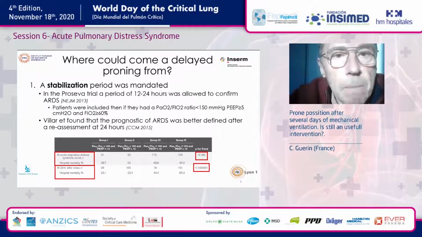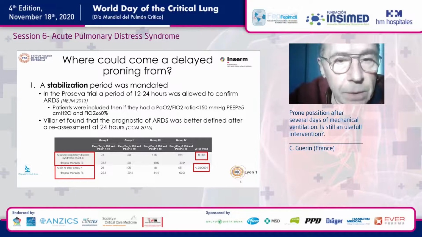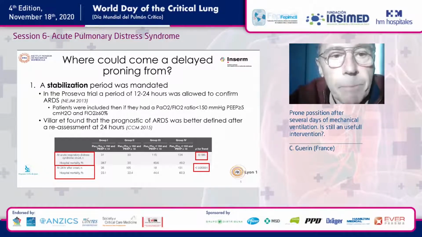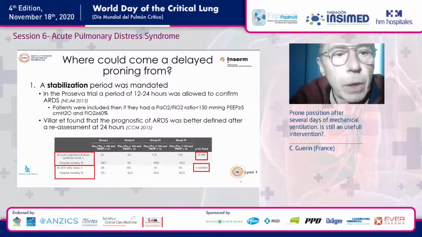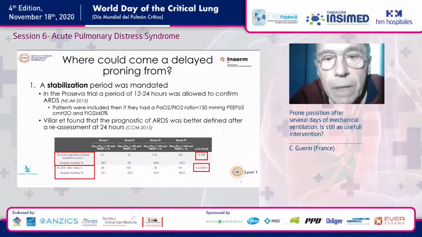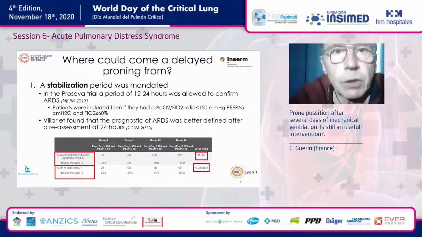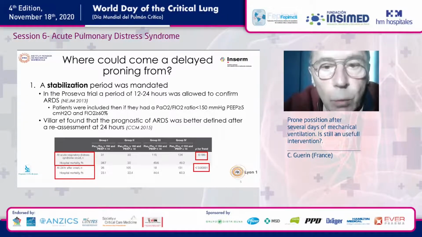So the first reason for delaying the prone positioning is that a stabilization period was actually mandated in the literature. For instance, in the trial we did, the PROSEVA trial published 7 years ago, the protocol mandated a period of 12 to 24 hours to allow the ARDS to be confirmed. And at the end of this period, the patients were included if they had a PaO2/FiO2 ratio less than 150 mmHg with a PEEP of at least 5 and an FiO2 of at least 60%. So we didn't rush into prone position, except if the patient was very severely hypoxemic. It required this intervention immediately, as a rescue strategy, I may say.